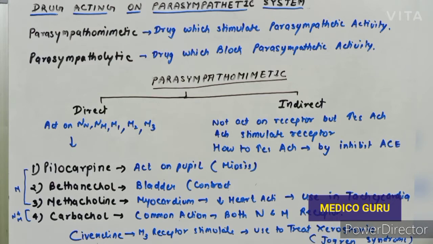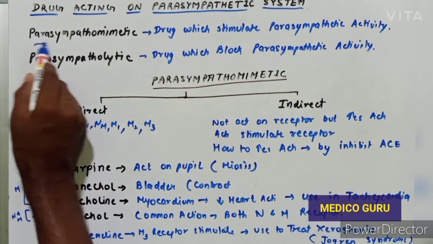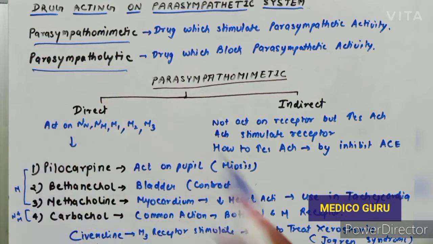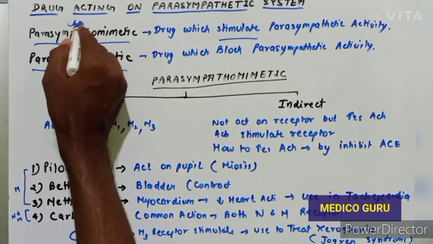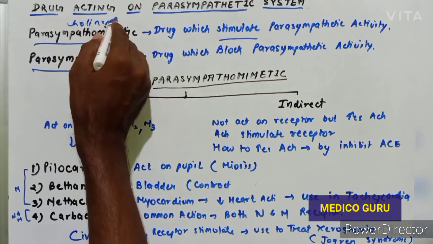Now we are discussing the drugs acting on the parasympathetic system, that is parasympathomimetic and parasympatholytic. Okay guys, the drugs which stimulate parasympathetic activity are called parasympathomimetic, meaning they mimic or stimulate the parasympathetic activity. So these are parasympathomimetic, or we can also say cholinomimetic.